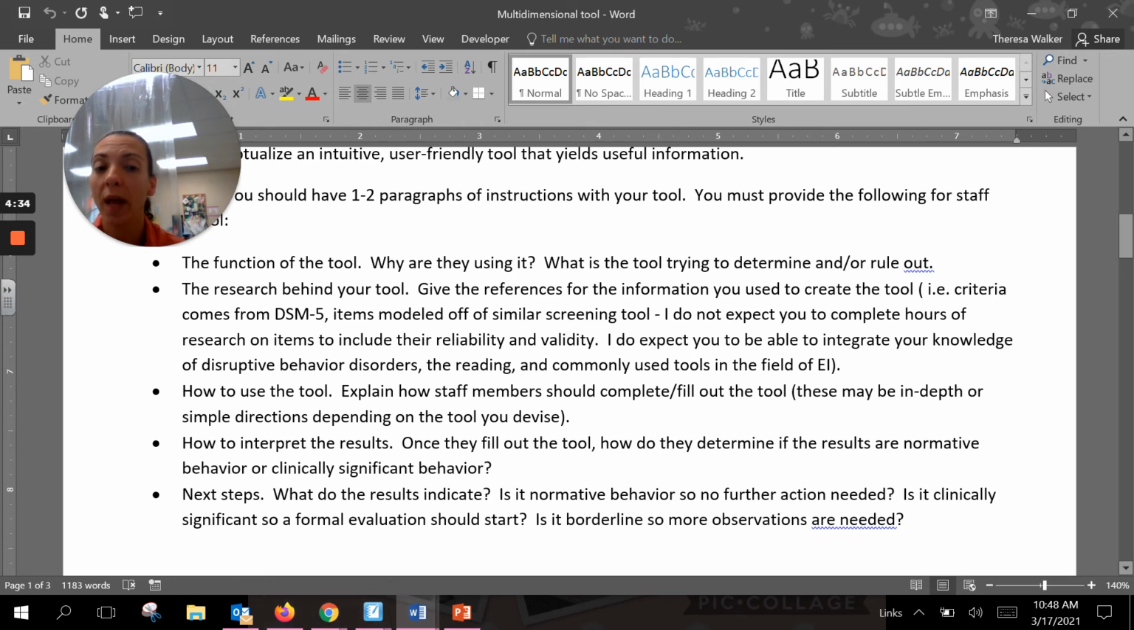How to interpret the results. Once they fill out the tool, how do they determine if the results are normative behavior or if they're clinically significant behavior? And then the next steps. What do the results indicate? Is it normative behavior and there's no further action needed? Is it clinically significant? Should they start an evaluation? Or is it borderline and maybe they want to do more observations before they determine whether or not it's clinically significant?